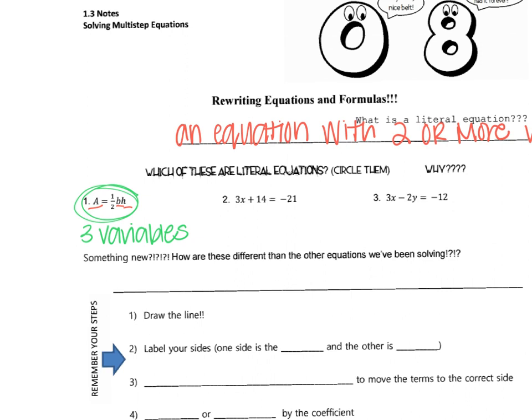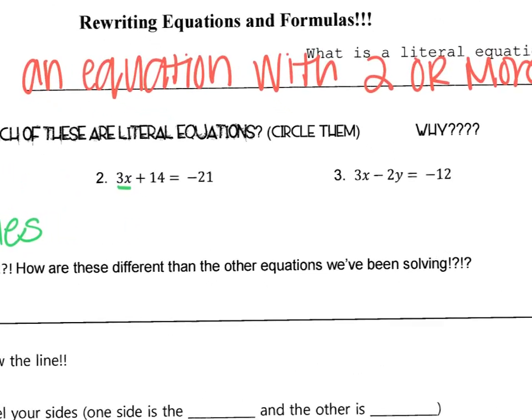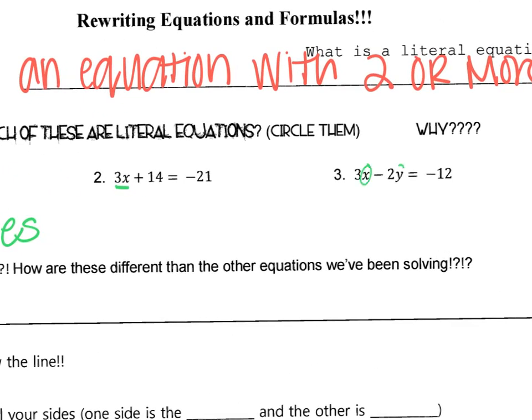If you look at number two, all I have is an x. Well, that's only one. That's like a normal equation we're used to. So this one's not literal. It's got to have more than one. If we look at three, I've got an x and a y. There's two. That's all I need, and it's literal.